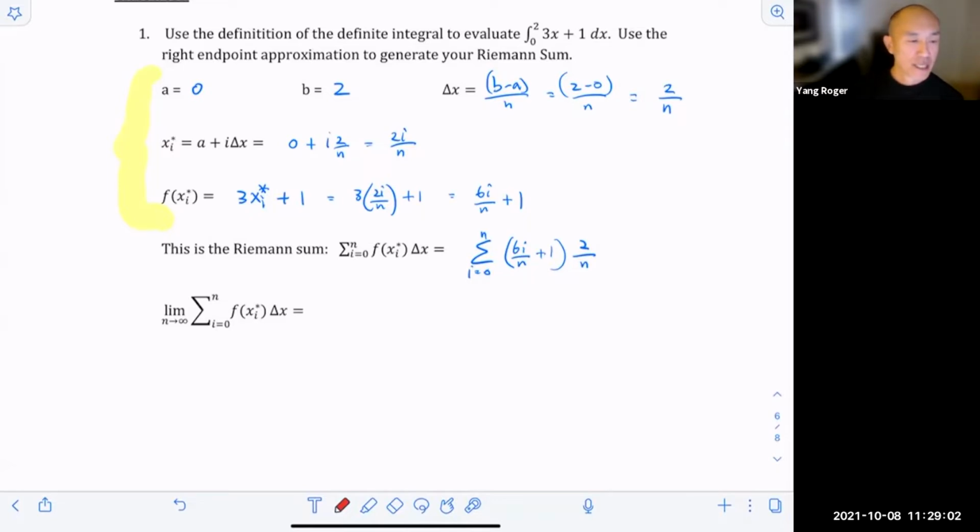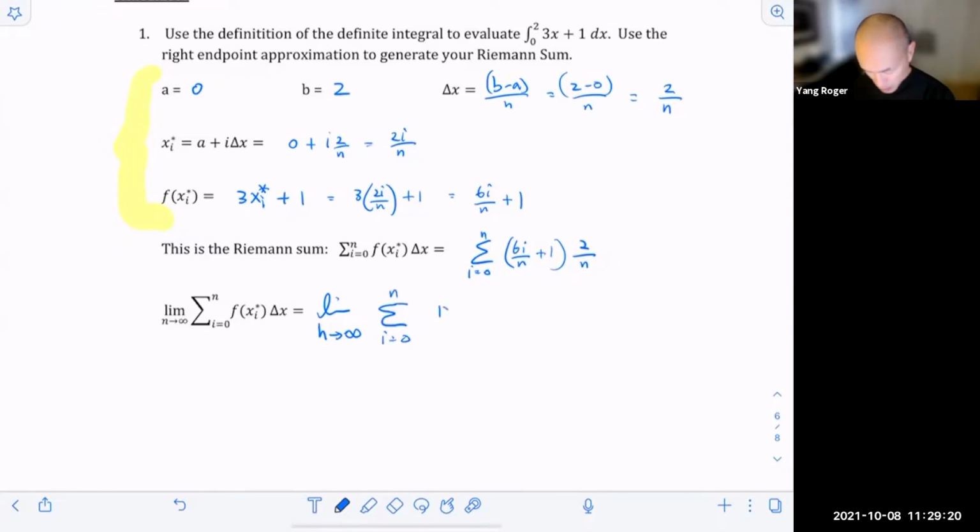Let's do this. So we got our Riemann sum over here, and I want to simplify this. So this is going to equal the limit as n goes to infinity. We're going to have this summation as i goes from 0 to n. You're going to have 12i over n squared plus 2 over n.